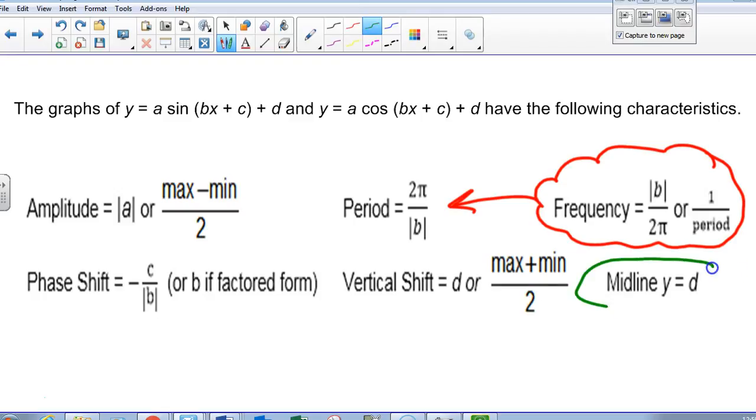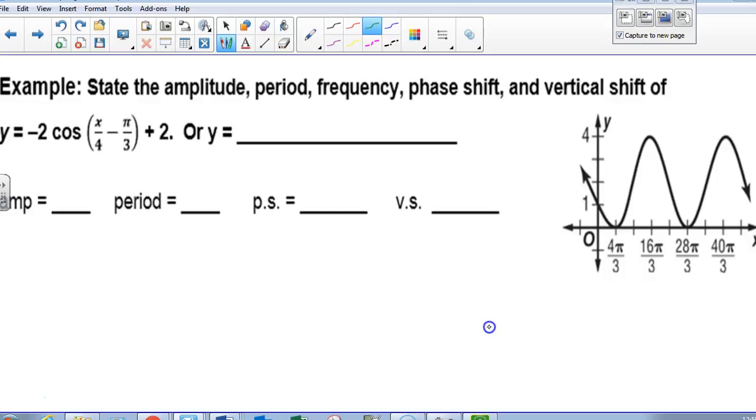The midline is just y equals whatever that d value is. The midline is the line that goes through the middle, that it's above and below. Okay, it's going to ask you to find an equation of a midline a few times today. Excuse me, let's do this example.